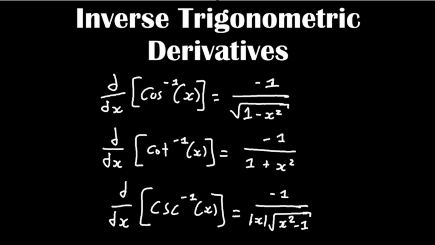So sine and cosine go together. So the derivative of cosine inverse is just minus that of the sine inverse. Similarly, derivative of cotangent inverse is just negative 1 over 1 plus x squared. So that's just the opposite of the tangent. And for cosecant inverse, it's negative 1 over absolute value of x times square root x squared minus 1. So for the ones with the co in the name, you just flip the sign.